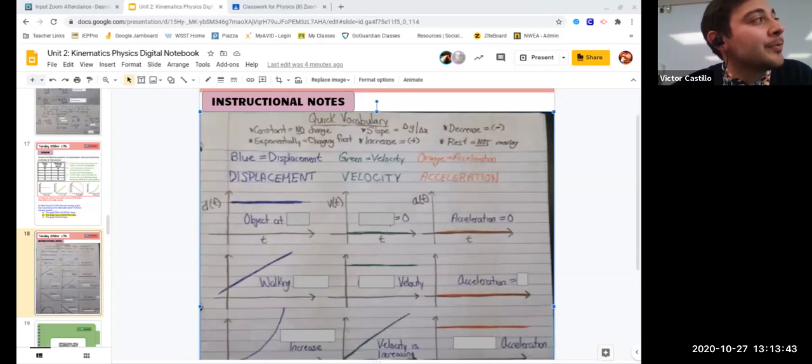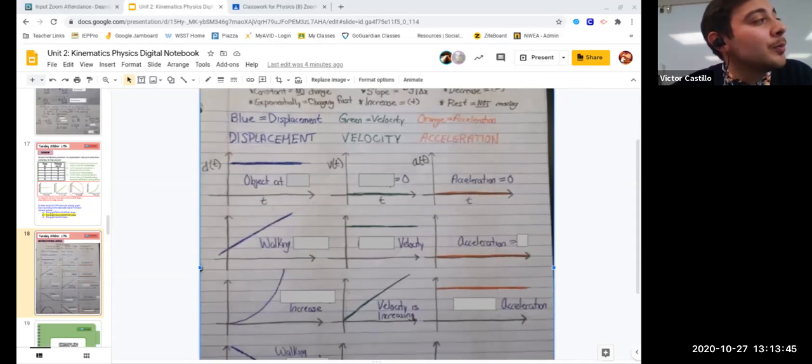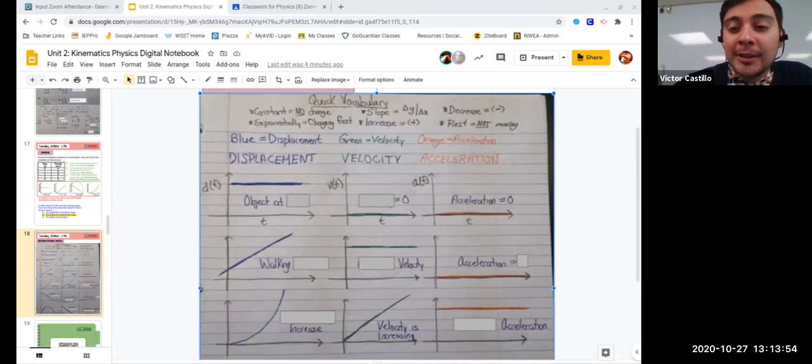Okay, now, very quickly, blue, right here, blue is our displacement graph. Green is our velocity graph, and orange is our acceleration graph. The reason I color coordinated is just so we can keep ourselves organized and keep our work clean, and I can differentiate between all three of these graphs, okay?